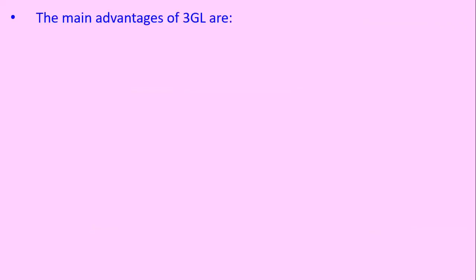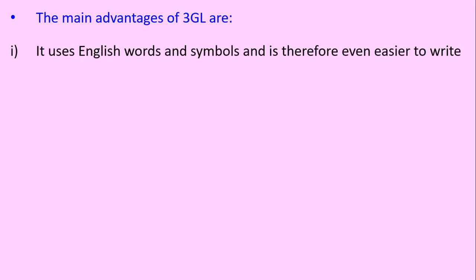So, what are the main advantages of third generation languages? Number one, it uses English words and symbols and is therefore easier to write. Number two, it is machine independent. This means that a program that has been developed using a certain computer can be used by any other computer. And therefore, it simply means that third generation programs are portable.